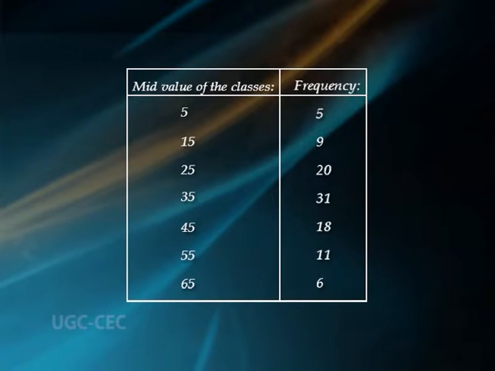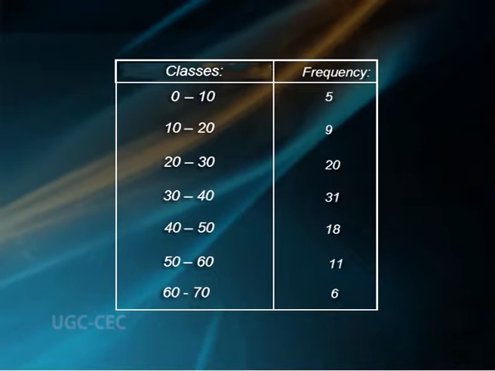Problem. Obtain the first and third quartiles for the following data. Mid values of the classes are 5, 15, 25, 35, 45, 55 and 65. The corresponding frequencies are 5, 9, 20, 31, 18, 11 and 6. Solution. The data is expressed in the form of class and frequency as follows: classes 0 to 10, 10 to 20, 20 to 30, 30 to 40, 40 to 50, 50 to 60 and 60 to 70 with the corresponding frequencies 5, 9, 20, 31, 18, 11 and 6.